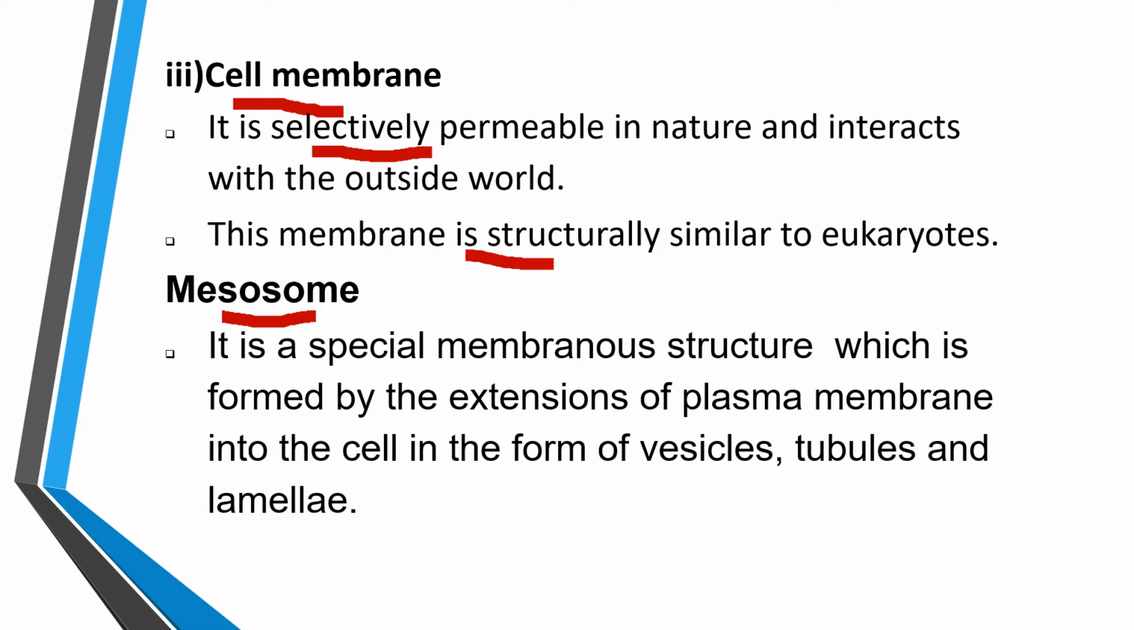That sometimes cell membrane is extended toward inner side of the cell to form some specialized structure. So what is mesosome? Mesosome is a special membranous structure which is formed by extensions of the plasma membrane into the cell in the form of vesicles, tubules, and lamellae. So mesosomes are special membranous structures formed by the extensions of the cell membrane.